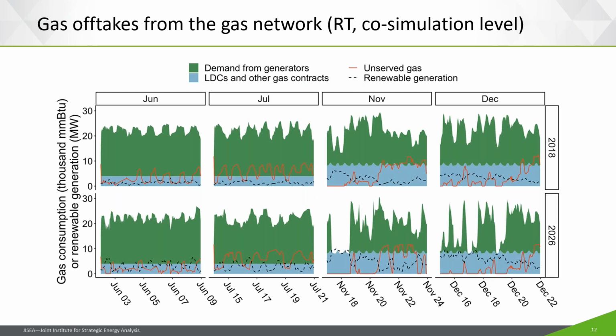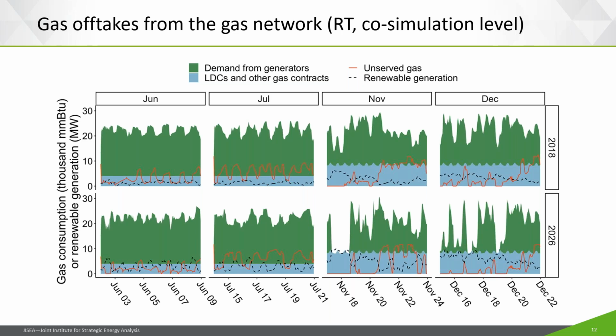To me, where this really gets interesting is in the November and December cases, when we compare the 2018 cases versus the 2026 cases. The big difference here is we're going from cases on top, where we have quite a bit of natural gas demand from generators, to cases on the bottom, where there are periods where we have no demand for natural gas generation on the system. This is because of the increases in wind and solar power.